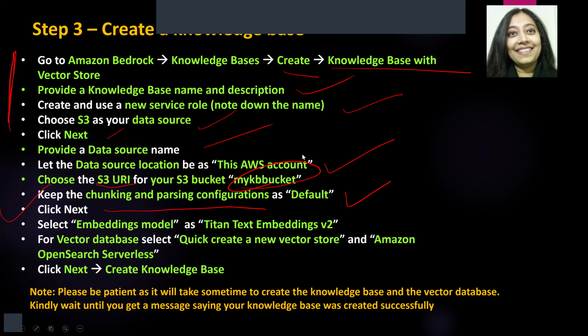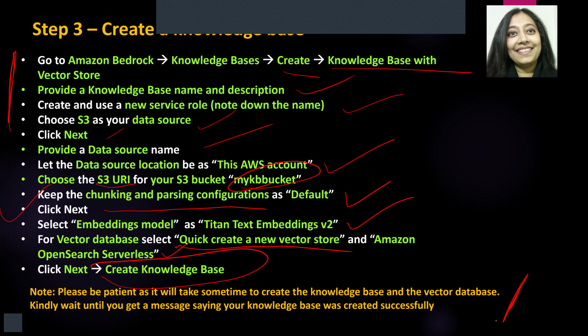Finally, we have to choose our embeddings model. So I'm going to use this one. You can use any one that you like. Just ensure that you have access to the model, and most importantly, check its pricing. And finally, we will create a vector database. And in this case, select quick create a new vector store using Amazon OpenSearch serverless. And finally, we will go ahead and create a knowledge base.